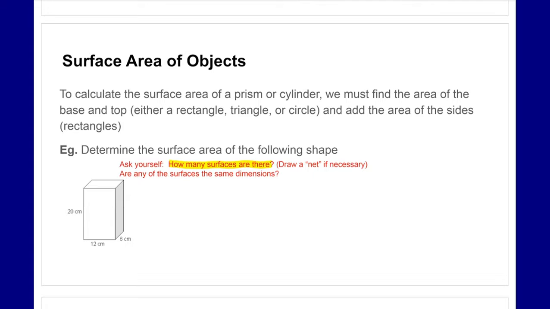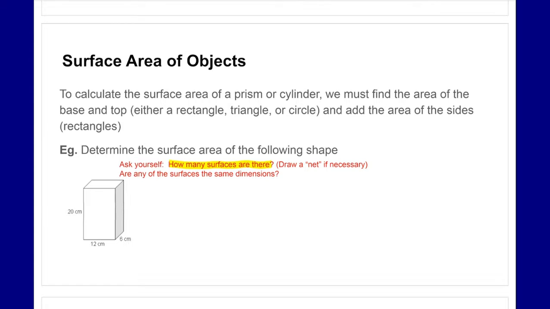You can also ask yourself, are any of the surfaces the same dimensions? Because you have to add up the areas of all the surfaces, it might be easier to think, are there any surfaces that will have the same dimensions? Because if there are, we don't have to find the area multiple times. We can just multiply a singular area.